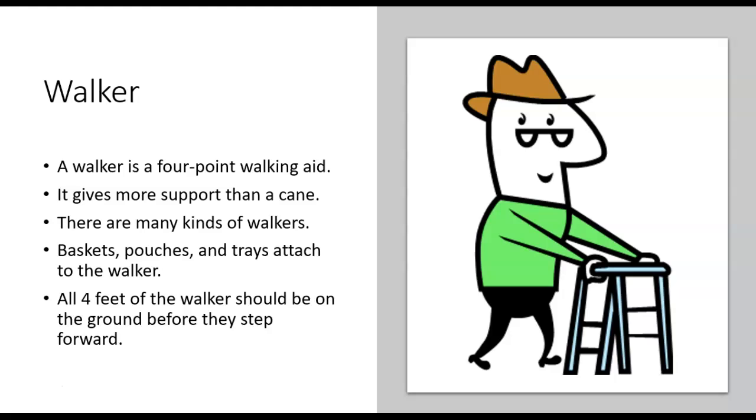A walker is a 4-point walking aid. It gives more support than a cane. There are many kinds of walkers. Some have baskets, pouches, or trays attached to the walker. All 4 feet of the walker should be on the ground before they step forward.